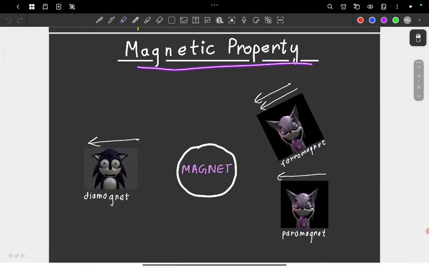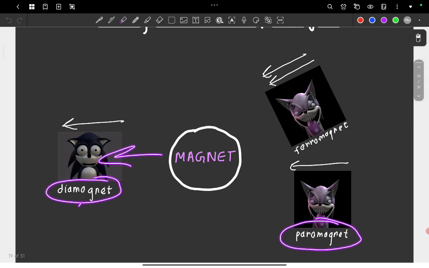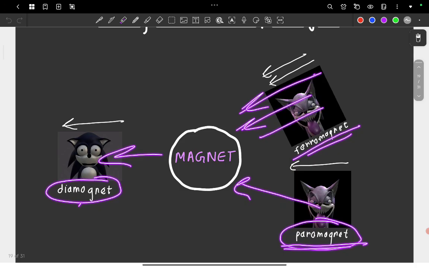Now let's talk about the magnetic property. First of all, some basic definitions. Diamagnets or diamagnetic materials are repelled by magnets. Paramagnets or paramagnetic materials are attracted by magnets. And ferromagnets or ferromagnetic materials are insanely attracted to magnets.